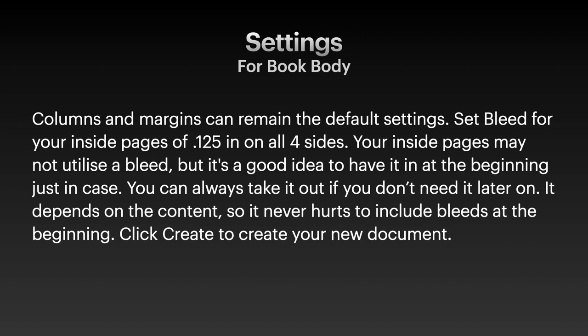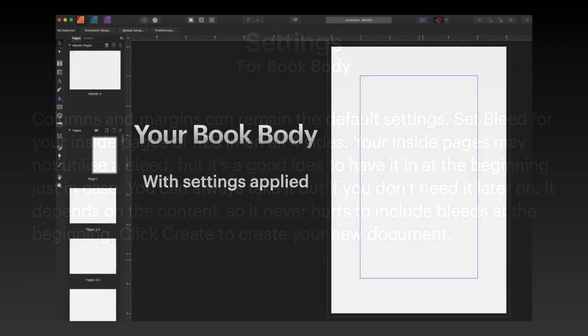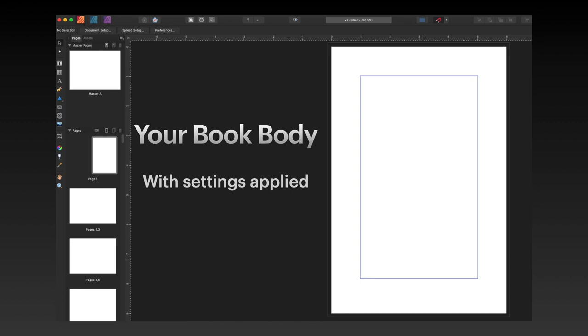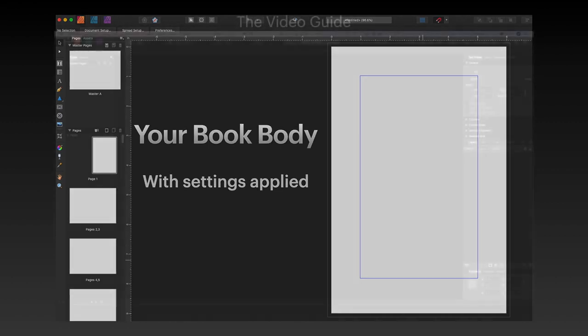Your pages may actually not use a bleed, but it's a good idea to have it at the beginning just in case. You can always take it out if you don't need it later on. Depends on the content. Then you click Create to create your new document. And there's your book body with settings applied. You've got a master page at the top and page 1, 2 and 3, 4 and 5 and so on down that column.